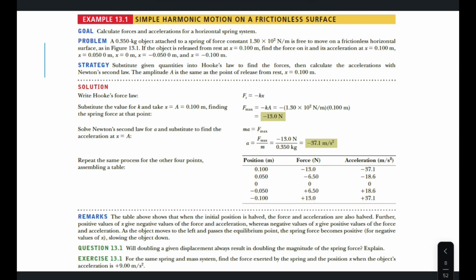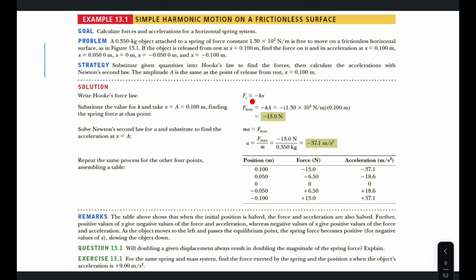Let's take a look at example 13.1. Simple harmonic motion on a frictionless surface. A 0.35 kilogram object attached to a spring of force constant, this amount in Newton per meter, is free to move on a frictionless horizontal surface as in the figure. If the object is released from rest at x equivalent to 0.1 meter, find the force on it and its acceleration at x equivalent to 0.1 meter, 0.05 meter, 0, negative 0.05 meter, and negative 0.1 meter.